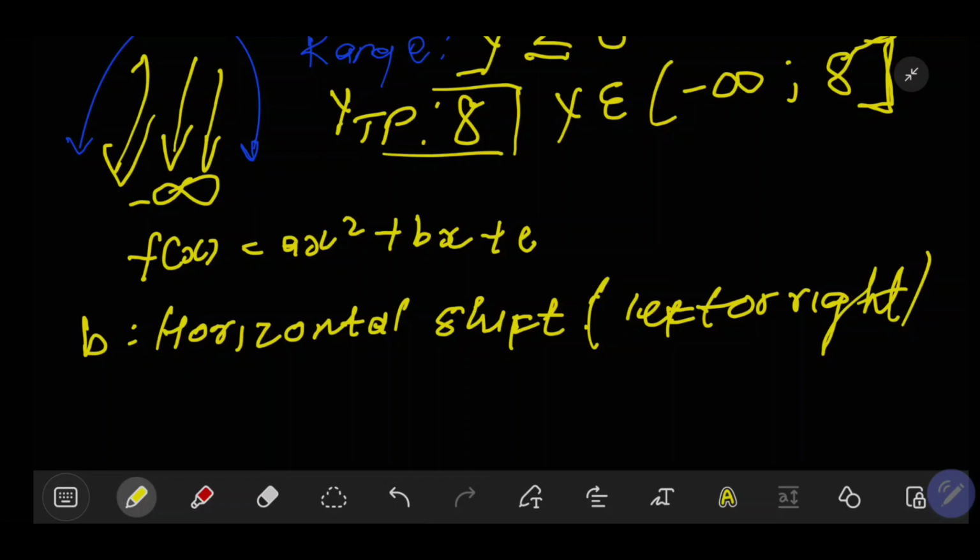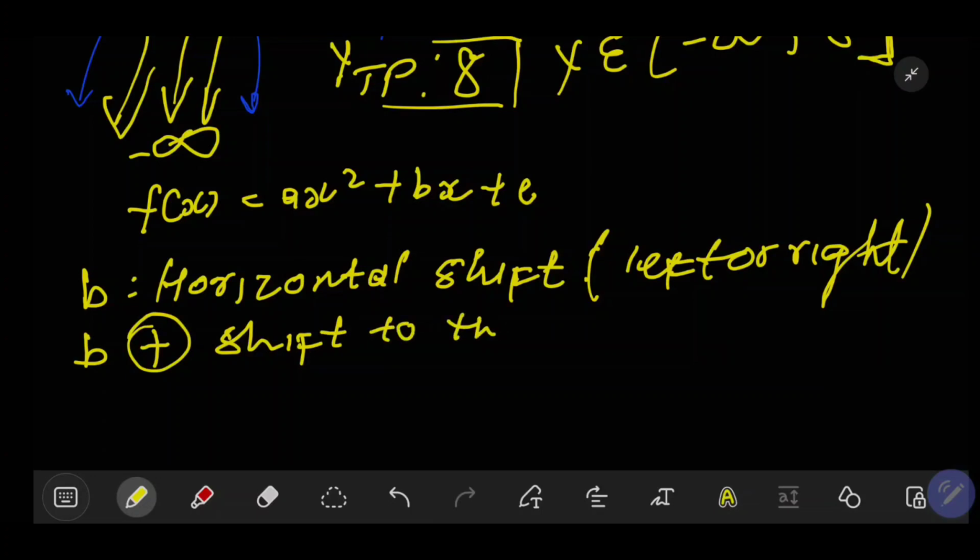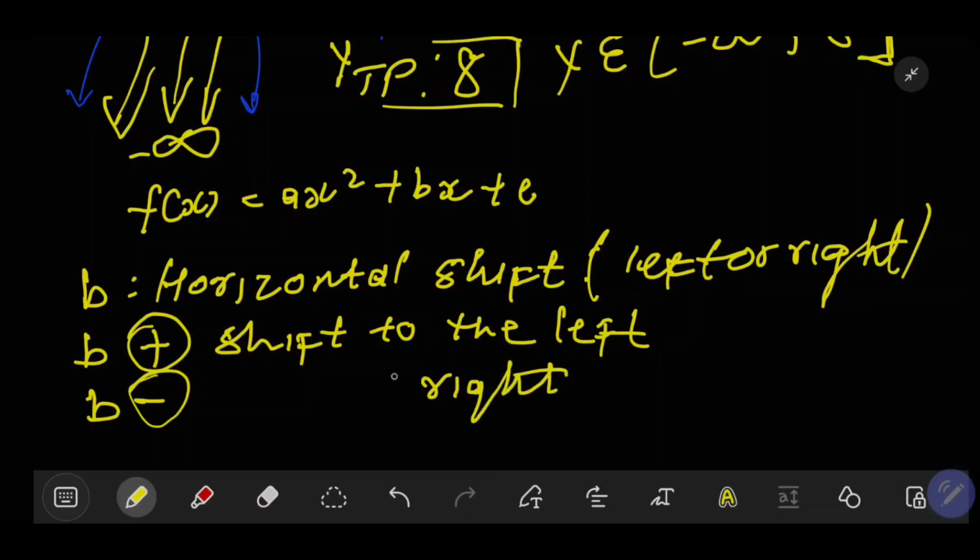So b is responsible for that movement. Then when b is positive, the parabola will shift to the left. So when b is positive, the parabola will shift to the left. But when b is negative, then it will shift to the right. The parabola will shift to the right.